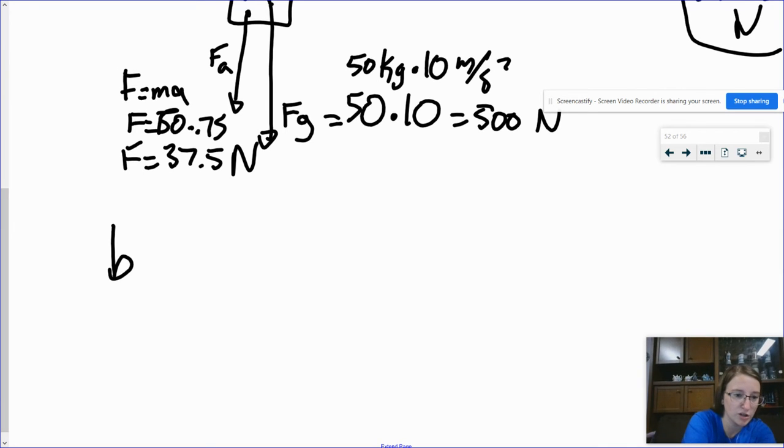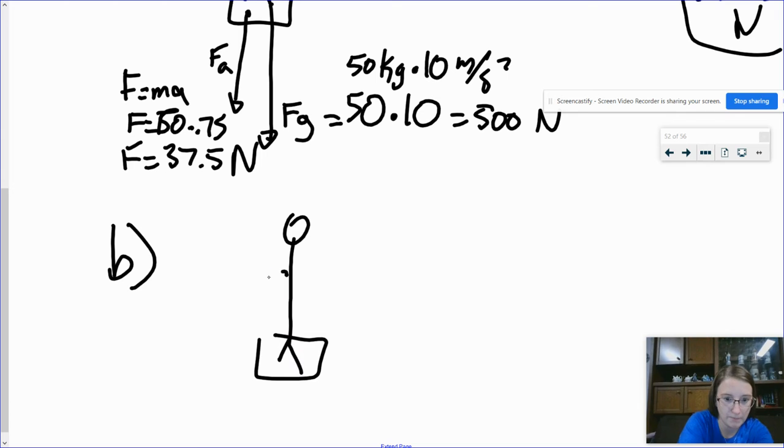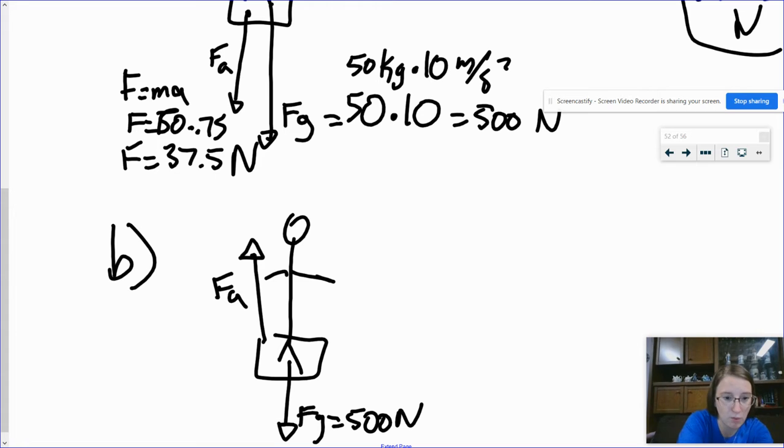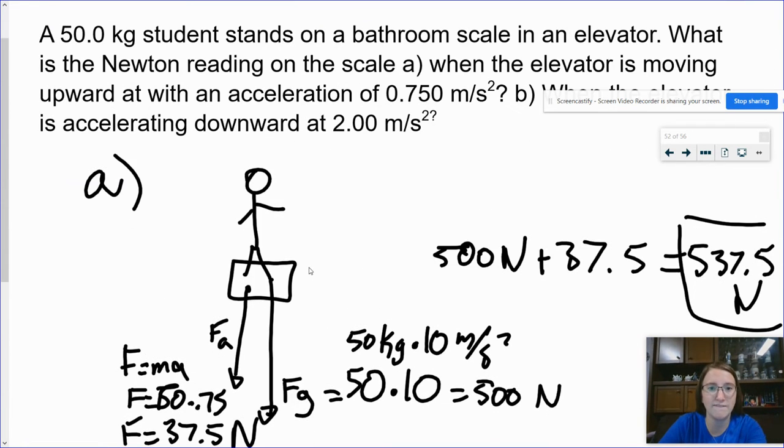So now our vectors are going to point in different directions. We still have the force of gravity, which again we found to be 500 newtons. The force of the acceleration now is going to be pointing upwards. So when we have vectors that point in different directions, we're going to have to subtract them.